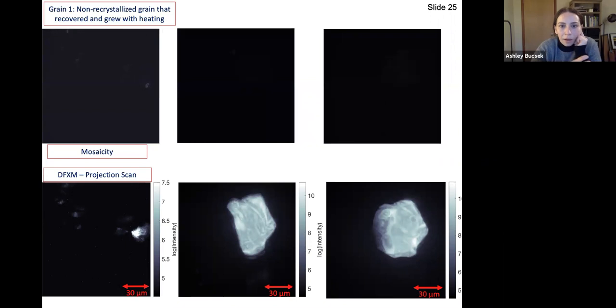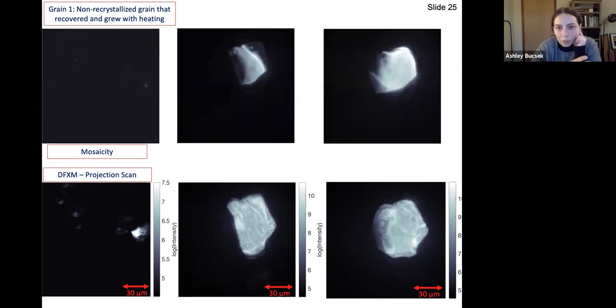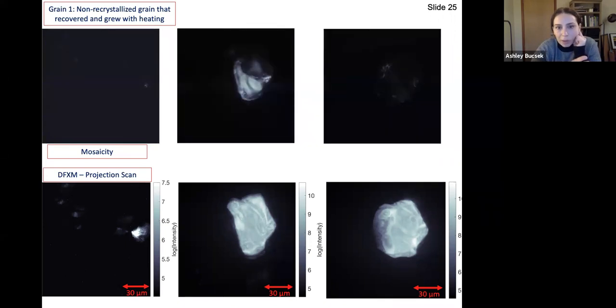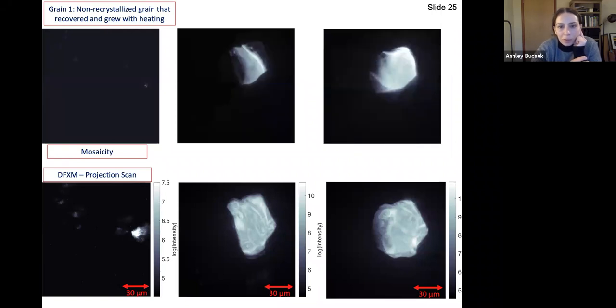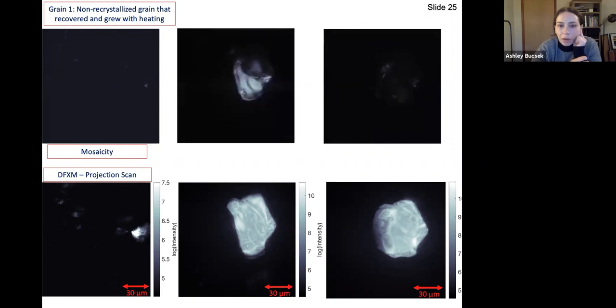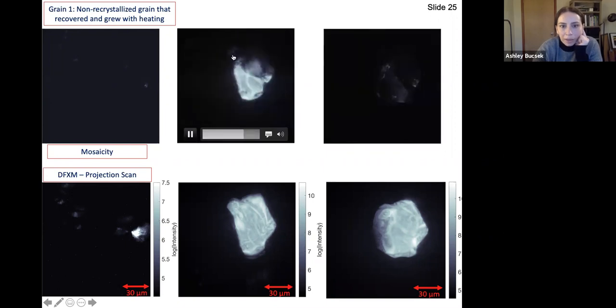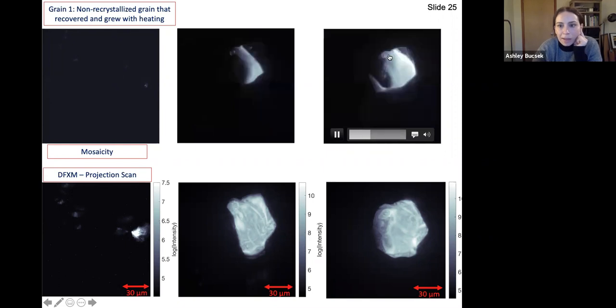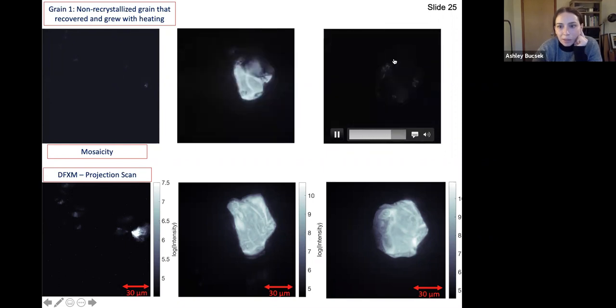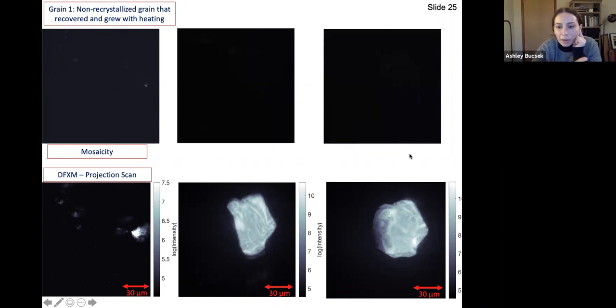And then here's what the grain sort of turns out to be. Even though it's going through, in this case, just recovery and grain growth, you can see it's far from perfect. There's this interesting boundary right here in this intermediate step, and then the grain grows past it, but you still see remnants of that boundary left over in that grain.